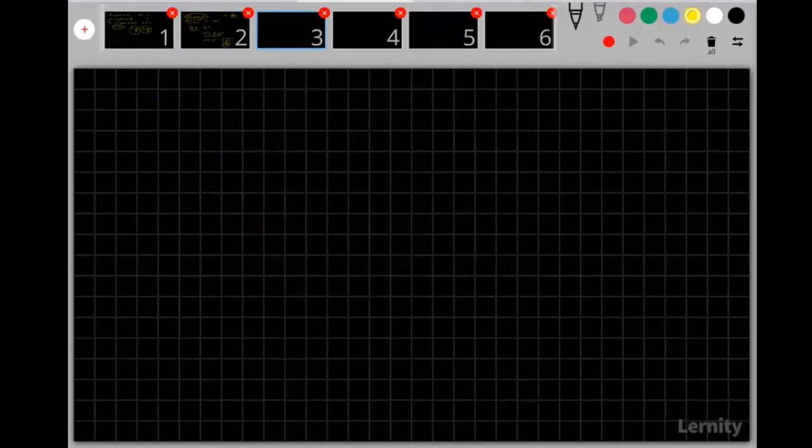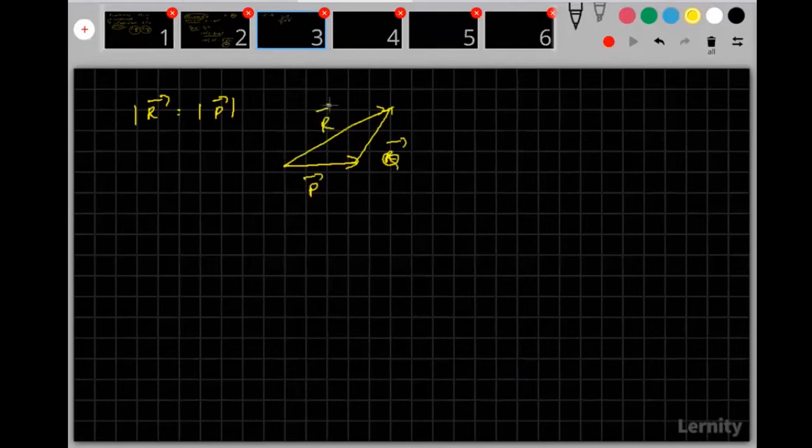There's another question here. The sum of two forces P and Q is R, such that mod of R vector is equal to mod of P vector. Then the angle theta that the resultant of 2P and Q will make with Q is how much? So you have P vector here, you have Q vector, and this will be the R vector, such that mod R is equal to P.